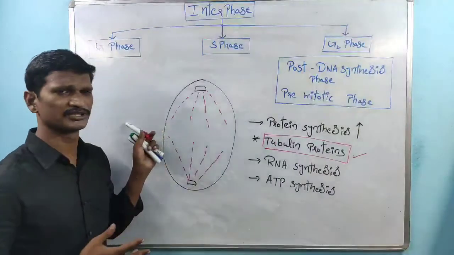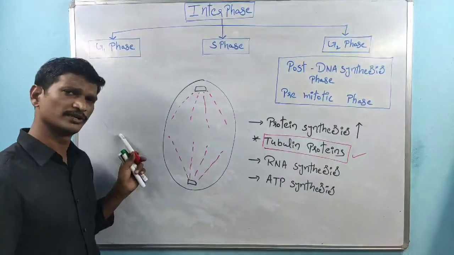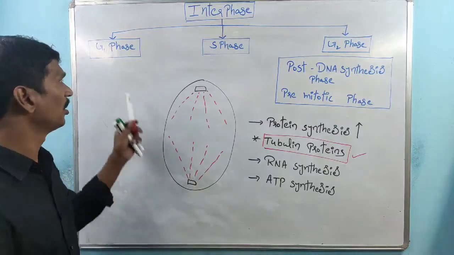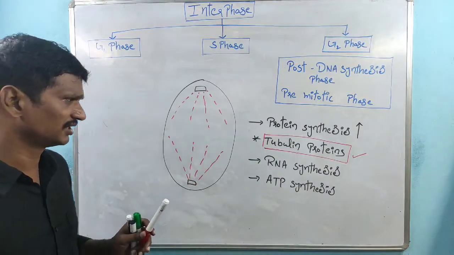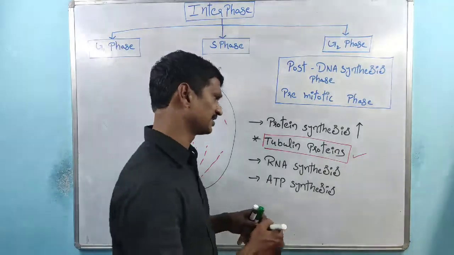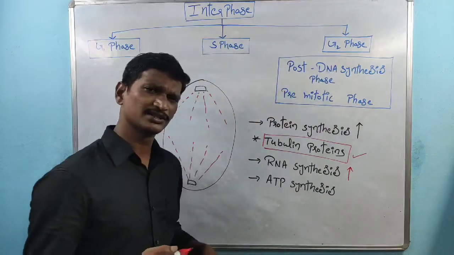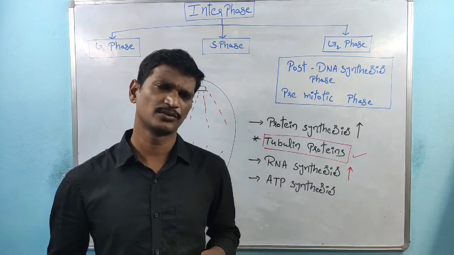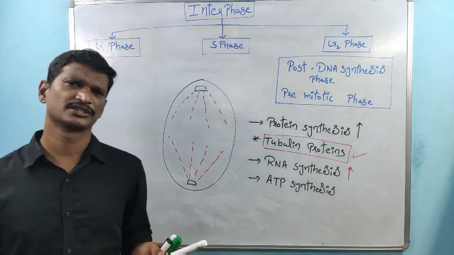Not only DNA polymerases, RNA polymerase is also synthesized, and topoisomerase also synthesized. So the enzymes which are involved in the DNA replication, all these enzymes are synthesized. Enzymes are nothing but proteins, right? Here RNA synthesis is increased, and protein synthesis is also increased. So here more amount of RNA synthesis takes place.